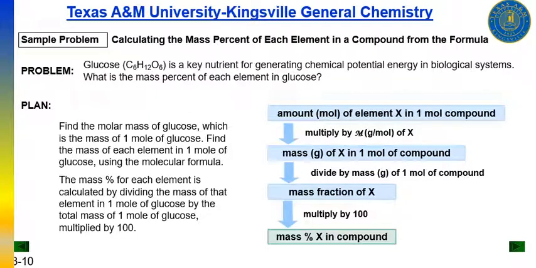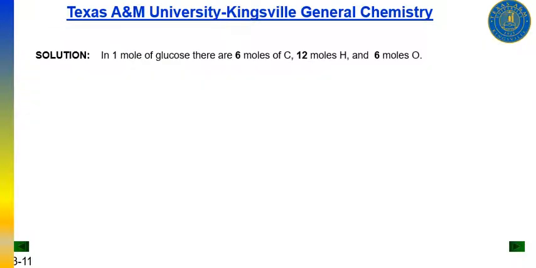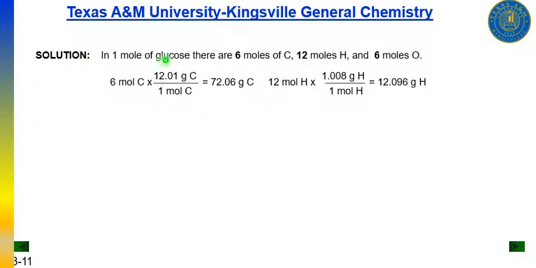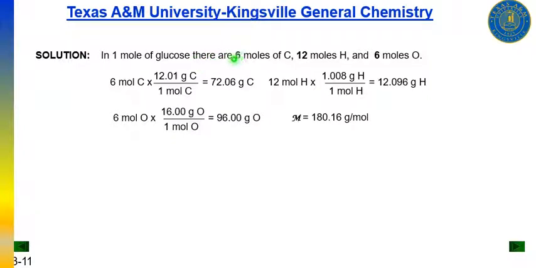to the mass percentage. Our solution: 1 mole of glucose has 6 moles of carbon, 12 moles of hydrogen, 6 moles of oxygen. Therefore, you calculate the mass of carbon, hydrogen, and oxygen. 6 moles of carbon in your glucose multiplied by the atomic mass of carbon. My calculation, 72.06 grams of carbon.